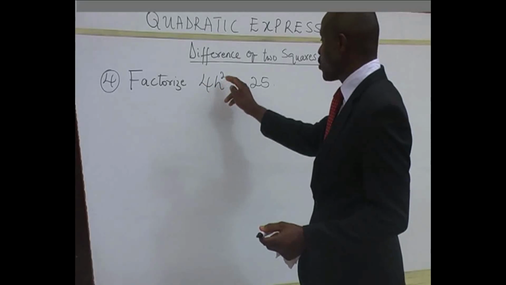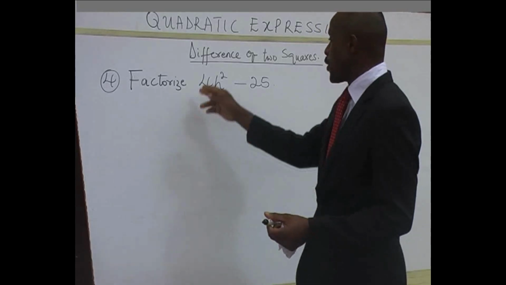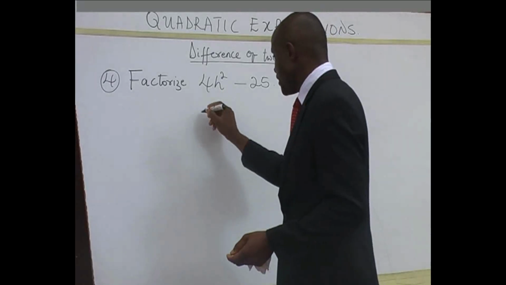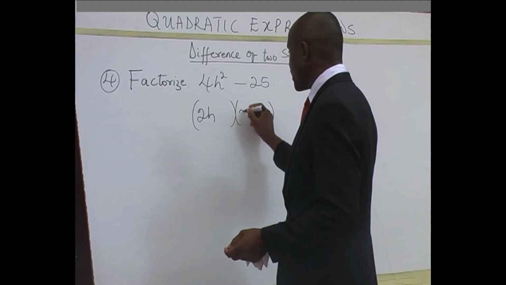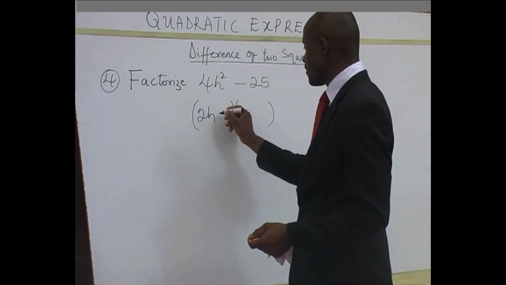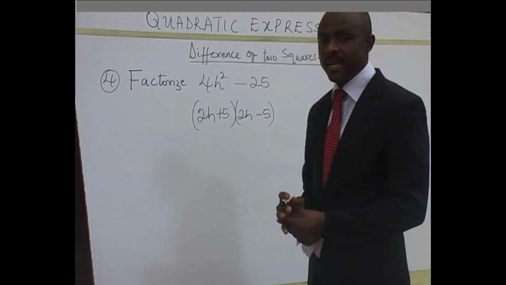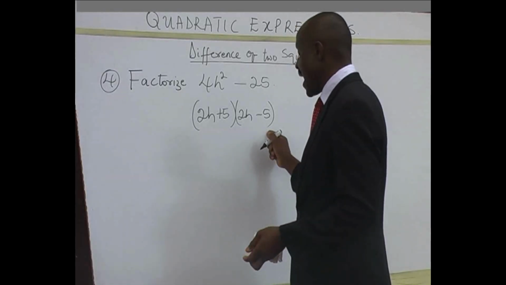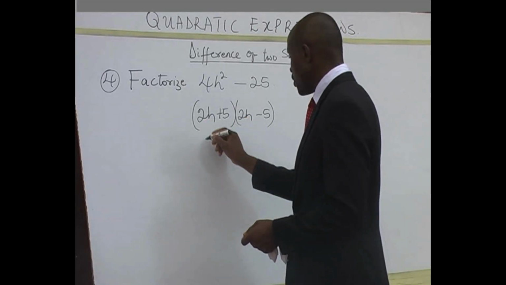Factorize 4h squared minus 25 is the last question we are going to be treating on difference of two squares. The square root of 4h squared is 2h. So write 2h in the beginning of the two brackets you are going to open. Very simple. The square root of 25 is 5. That means you have plus and minus 5 ending the two brackets. If you want to check, expand out the brackets. 2h times 2h will give you 4h squared.